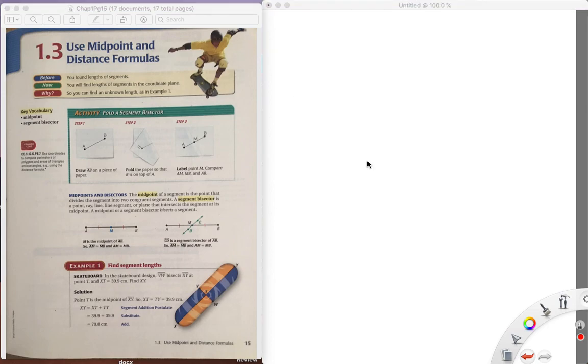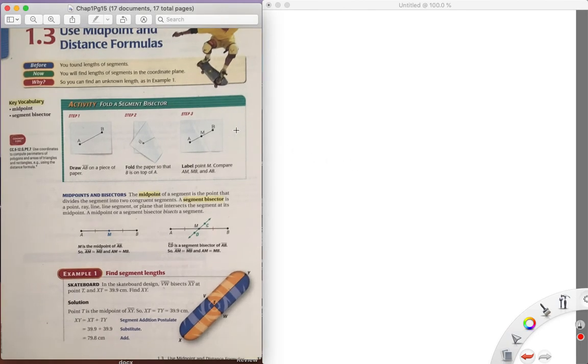Alright, this is chapter 1, section 3 and 4: midpoint, distance formulas, and angles. This section deals with finding the middle coordinates, called the midpoint.